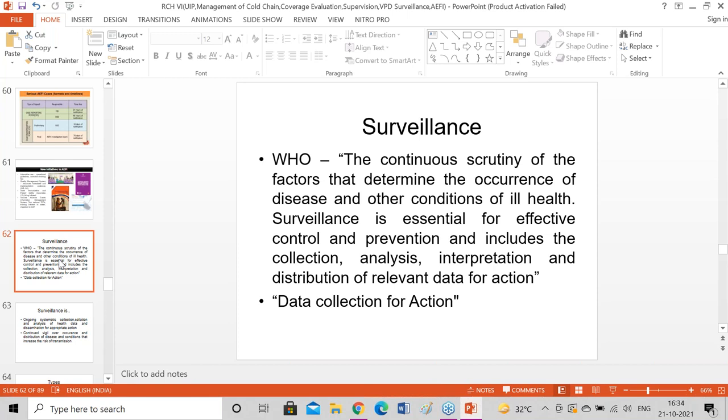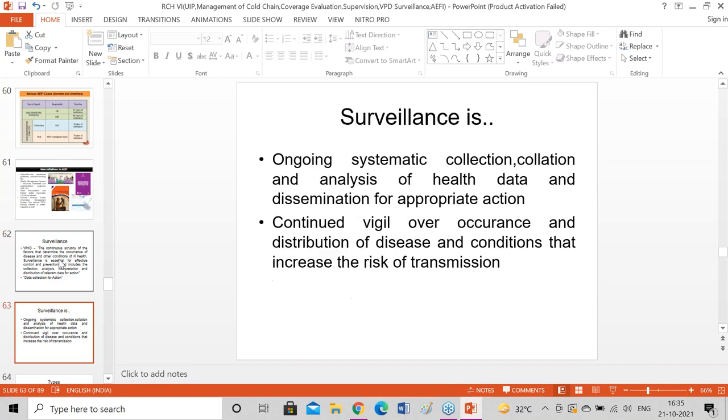And then we are not only going to collect this data, but we are going to use it for prevention and control. Surveillance is an ongoing systematic collection, collation, and analysis of health data and dissemination for proper action. So health data is collected, collated, analyzed, and then disseminated as well. It is continued vigilance over the occurrence and distribution of disease. Due to surveillance, we can maintain continuous vigilance.